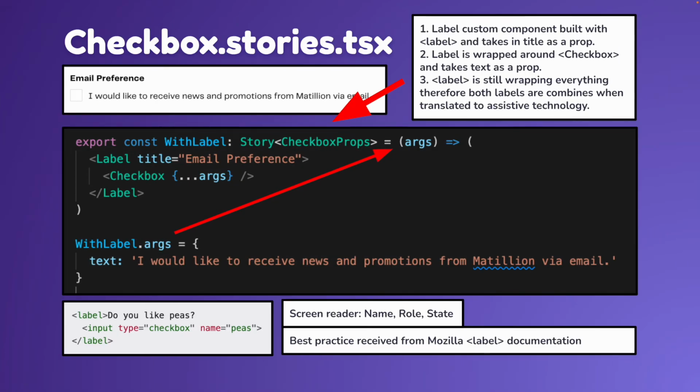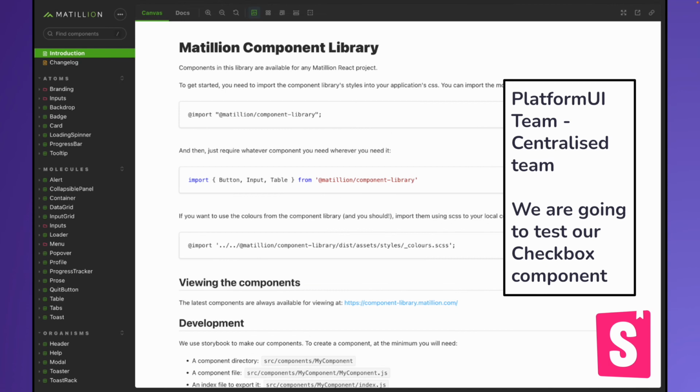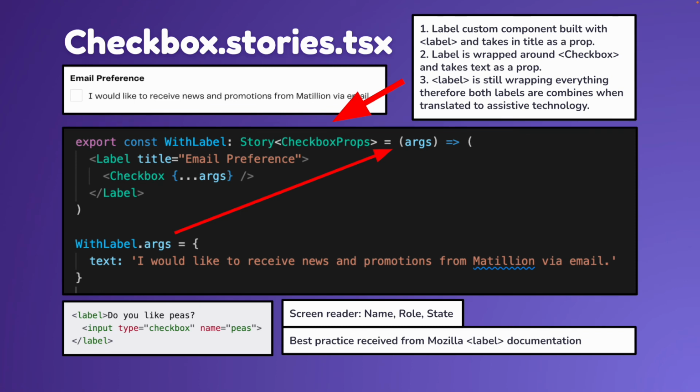So we use Storybook. This is made with Storybook, which allows us to test components in isolation and build components too. And this is Checkbox Stories. Very straightforward. We have a custom-made label component, and we have a custom-made checkbox component here. Then we pass our arguments through, and up on top is the visual of what that looks like.